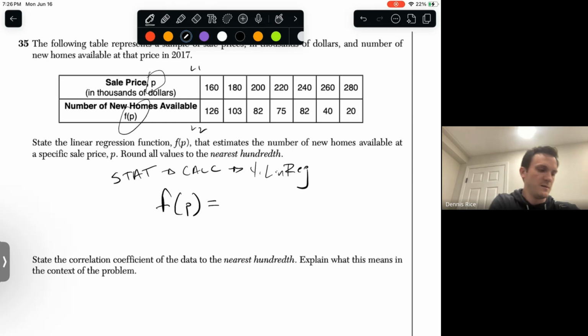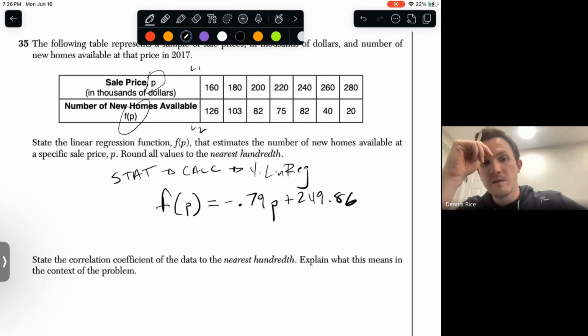Let's see. I'll trust Emily here, negative 0.79. I would just use P, Emily, like I was just saying. They did tell you to use P as your variable. A little weird. This is f of P and P. You don't think you should trust me? Did we get that, guys? You would need a calculator to do this.